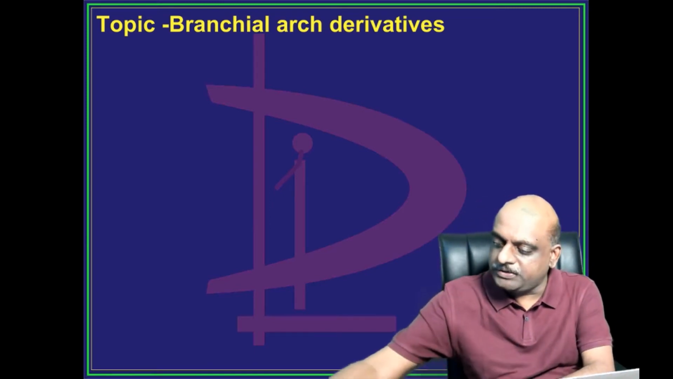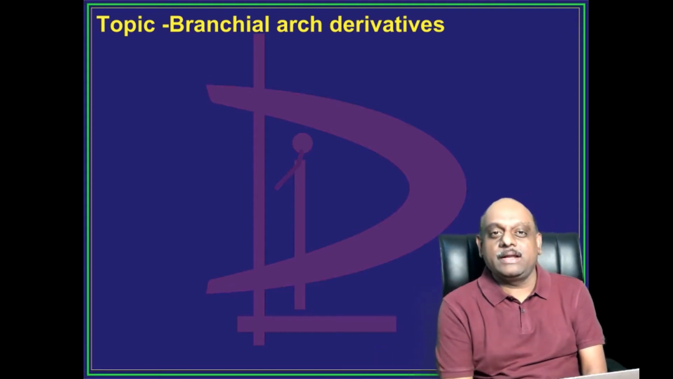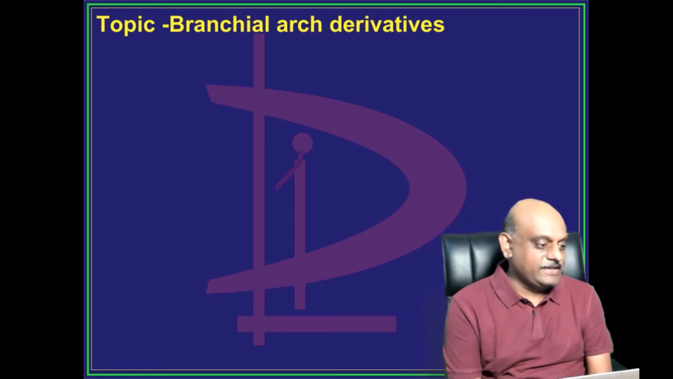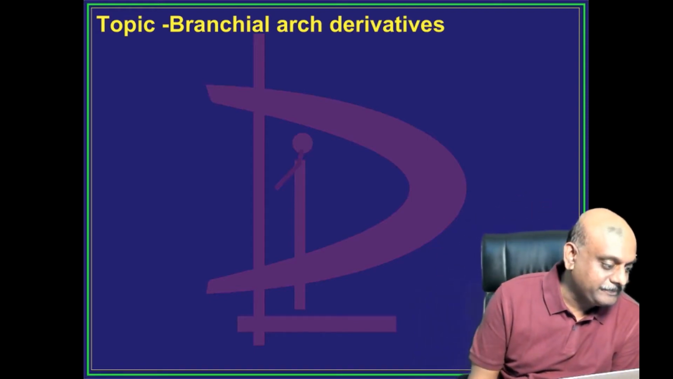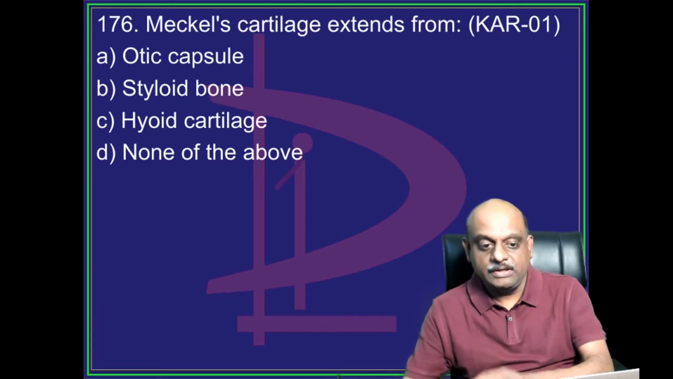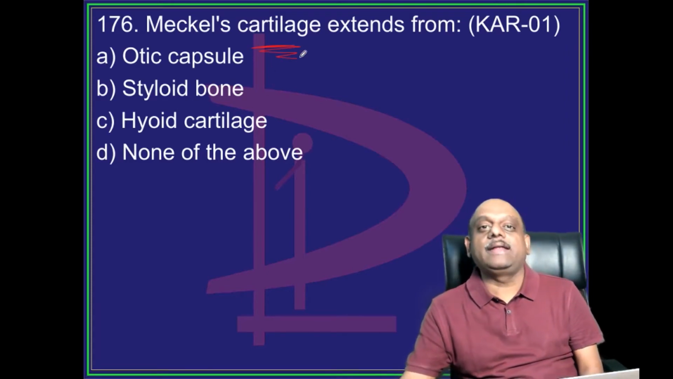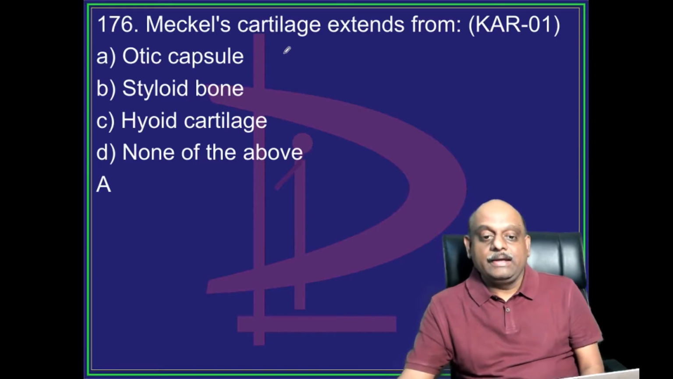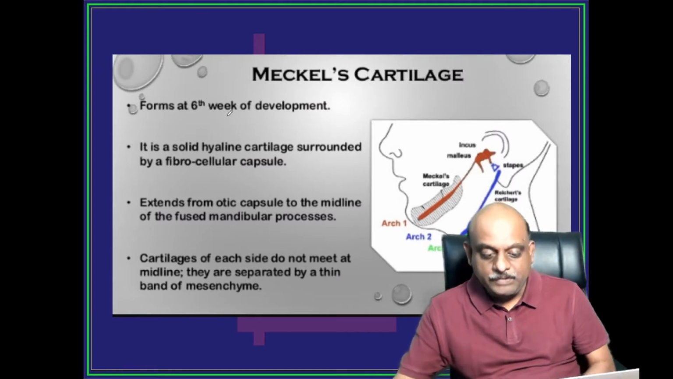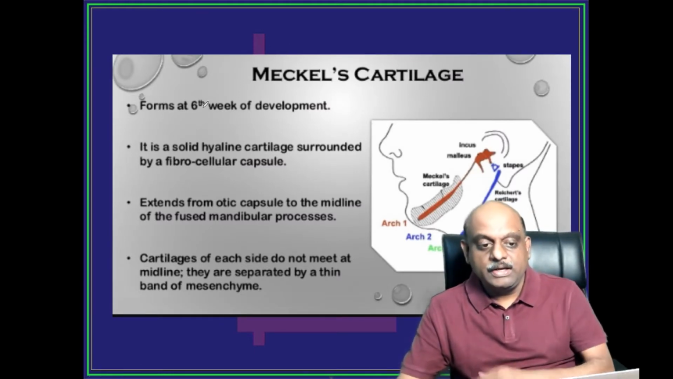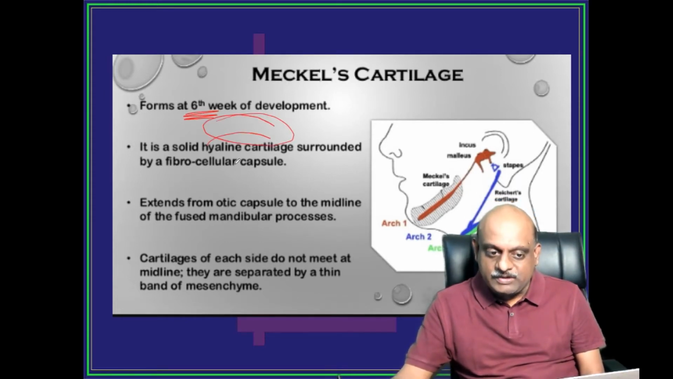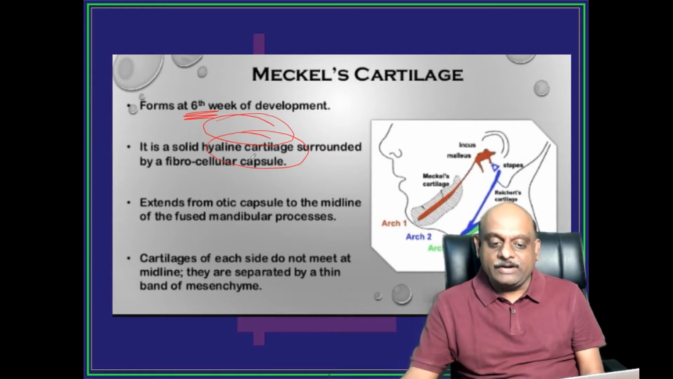Branchial arch derivatives. Whether you go for foreign medical graduate exam or NEET MDS or NEET PG, this is the favorite topic of the examiner. Good. So, Meckel's cartilage. From where to where does the Meckel's cartilage extend? It extends from the otic capsule. That's what you need to remember. So, Meckel's cartilage typically forms at the 6th week of development. It is a hyaline cartilage. It is made up of hyaline cartilage. One of the favorite questions of the examiner.